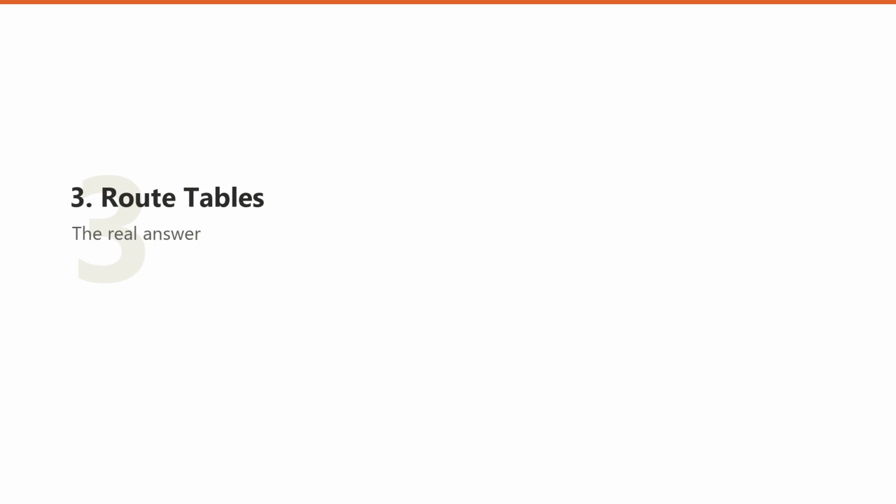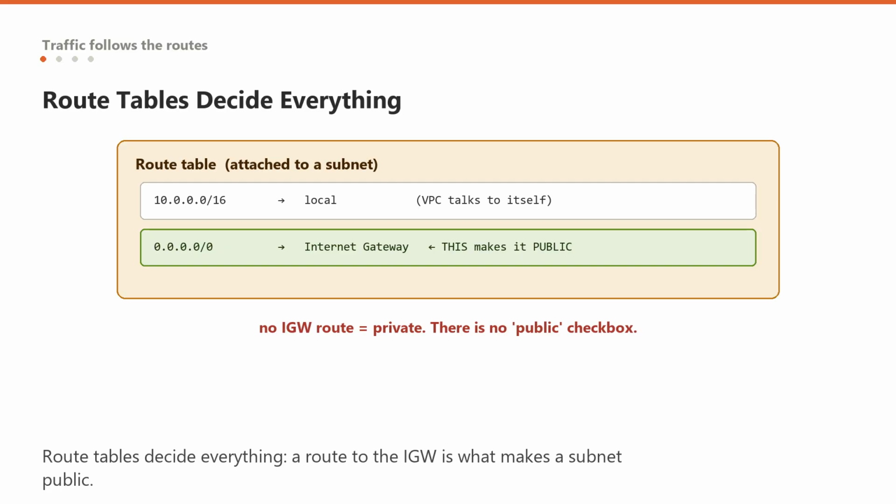Concept 3. Route tables, and this is where the real answer lies. Every subnet is associated with a route table. A route table is just a list of rules that say, for traffic headed to this destination, send it here. Every VPC route table has a default local route, which lets all the resources inside the VPC talk to each other privately. That's automatic.